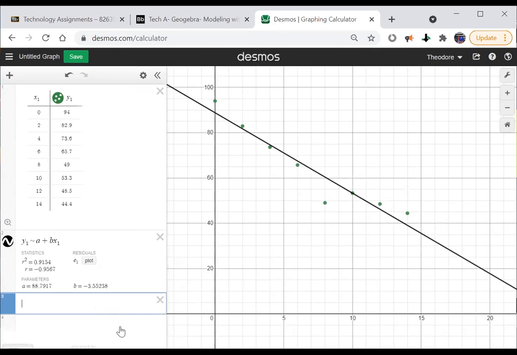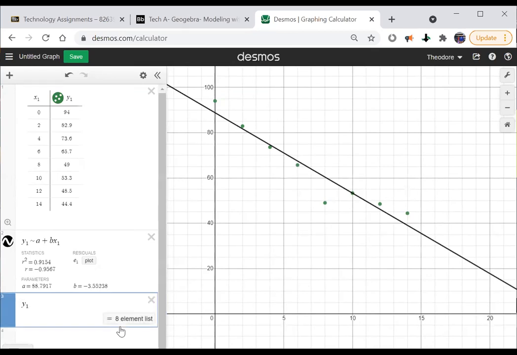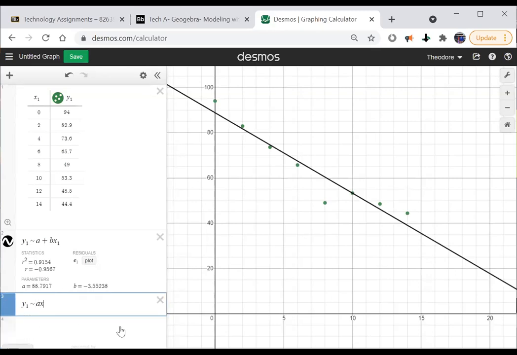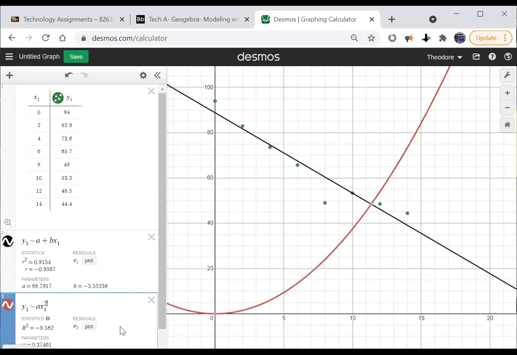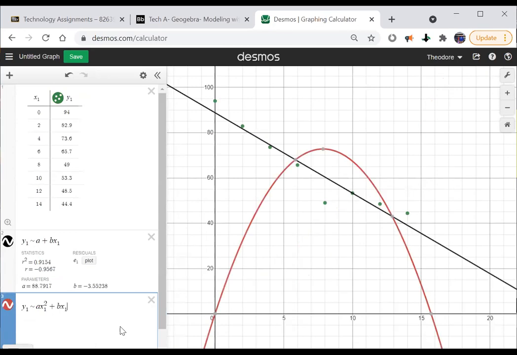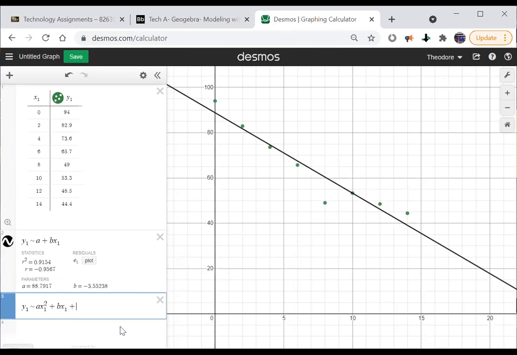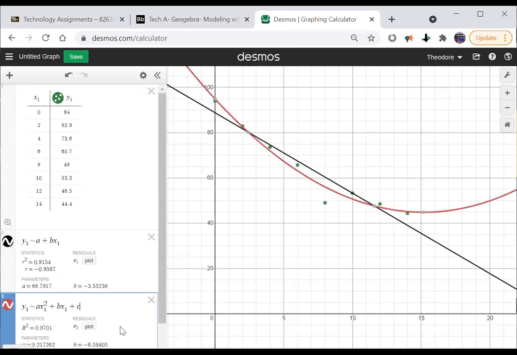So I type in y1 tilde a x sub 1 squared. If you're looking for a power of 2 on the keyboard, I do this all the time, but I don't think I ever mentioned it. Just hit Shift 6. That's the caret symbol. It's the keystroke to get you a power. But then hit the right arrow to get out of the power, plus bx1 plus c. That's the general form of a quadratic.